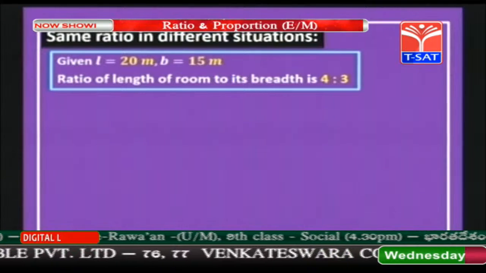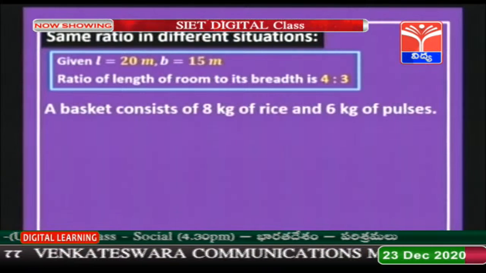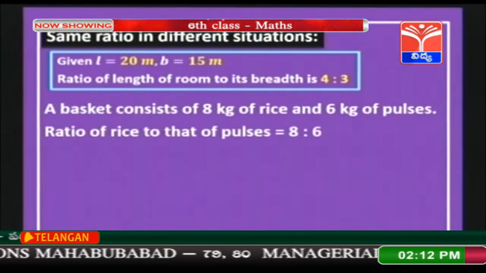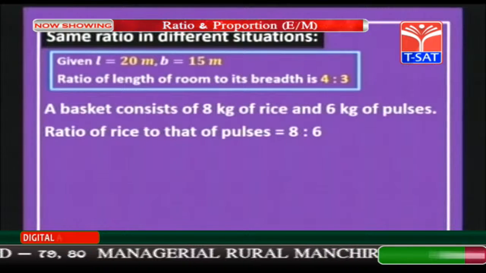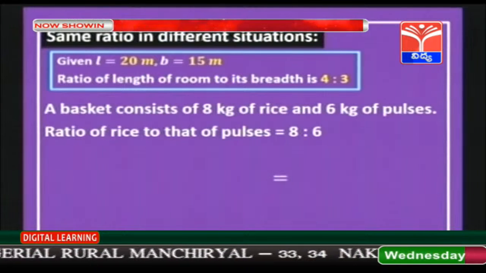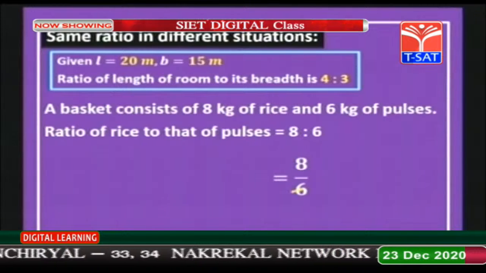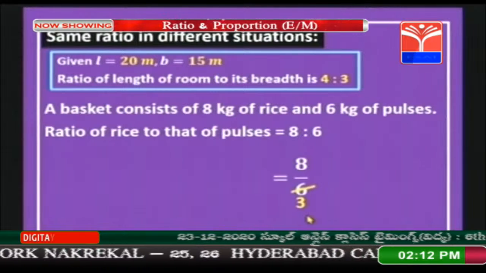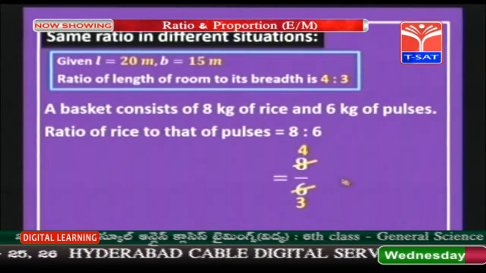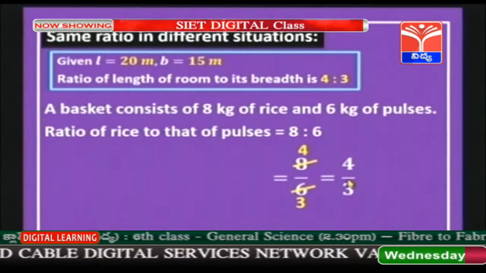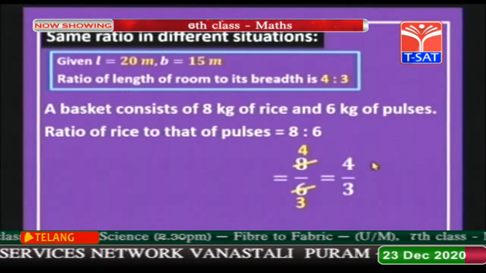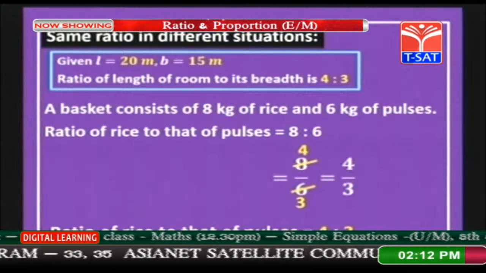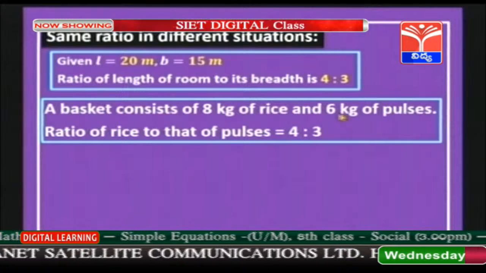Now let us take another situation, children. A basket consists of 8 kg of rice and 6 kg of pulses. Now let us find the ratio of the rice to the pulses. That is 8:6. I can write it as 8/6. Now we'll cancel with 2. So 2 goes 3 times in 6, whereas 2 goes 4 times in 8. We are again left with 4/3. Now it is in simplest form. So what is the ratio, children, now? Yes, rice to that of pulses is 4:3. So here we got again the same ratio if you notice.